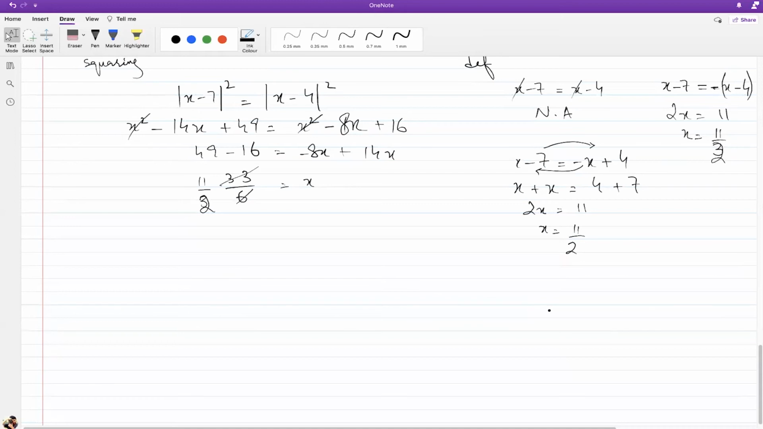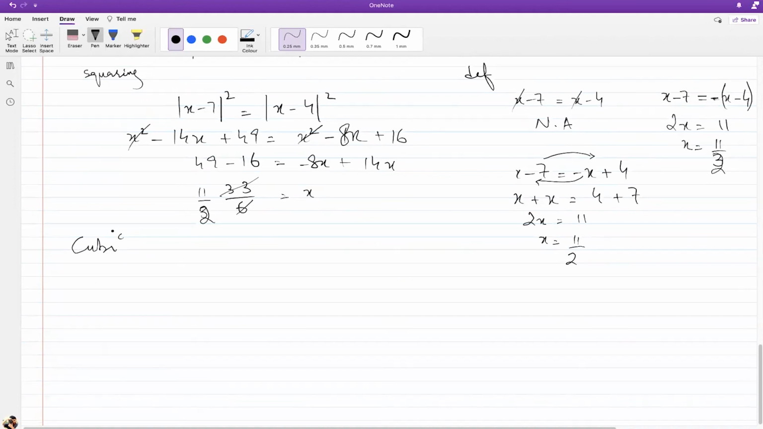Now, cubic equations, how do you solve them? I'm not going to get into much detail of cubic equations today because I just want to keep it related to modulus. Don't want to overburden you guys. But cubic equations are basically equations that have 3 roots because they have powers of 3. So a standard cubic equation will be something like this: ax cubed plus bx squared plus cx plus d equal to 0.